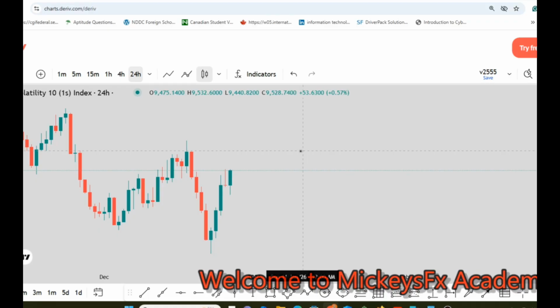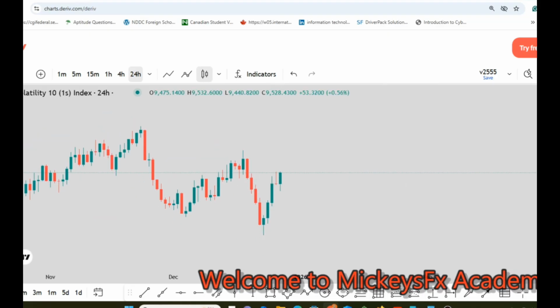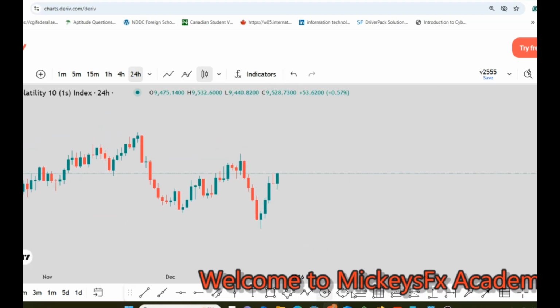Now this is the daily time frame. So if you're analyzing with the daily time frame, what do we do? We have to go down to the hourly. This is the daily time frame. Now the price is currently inside a fair value gap. This is the fair value gap. Here is a fair value gap. As you can see, we have a strong rejection.